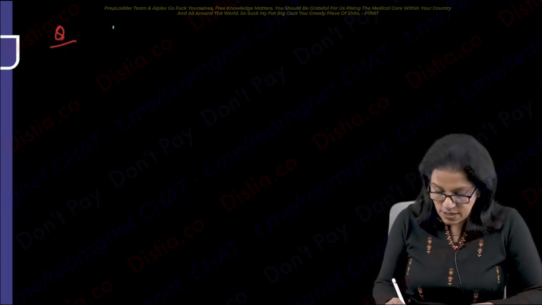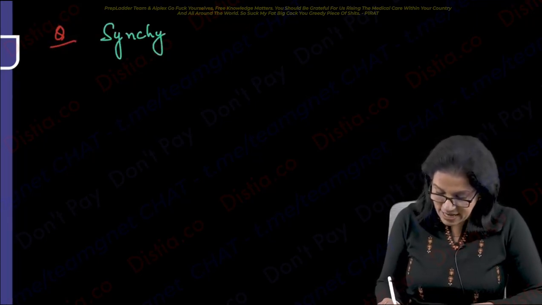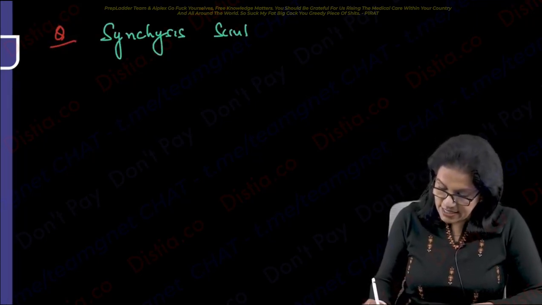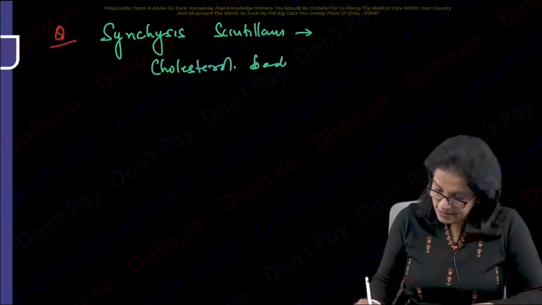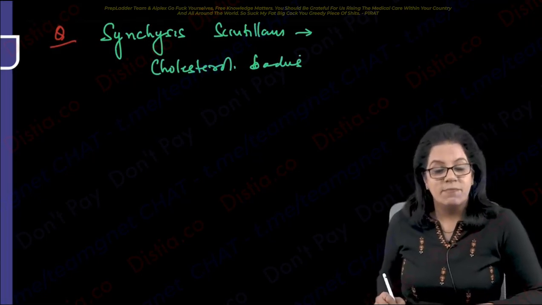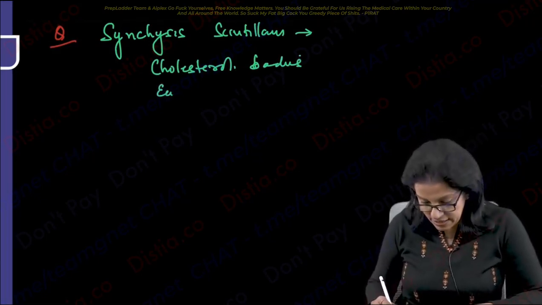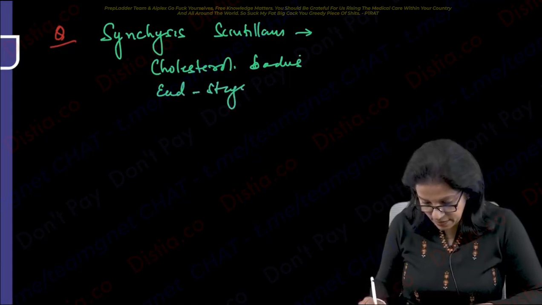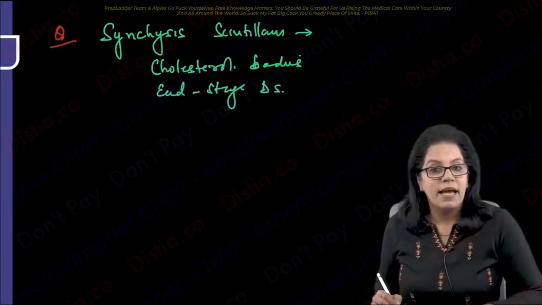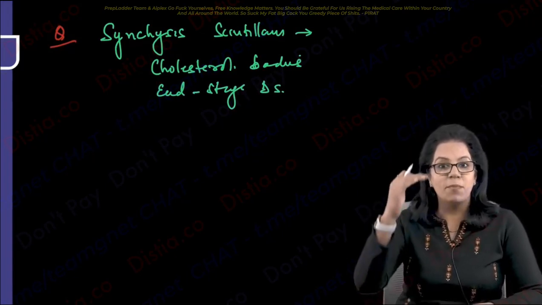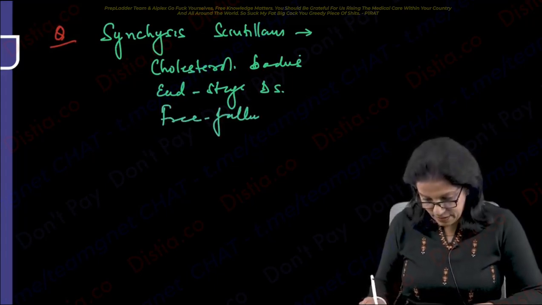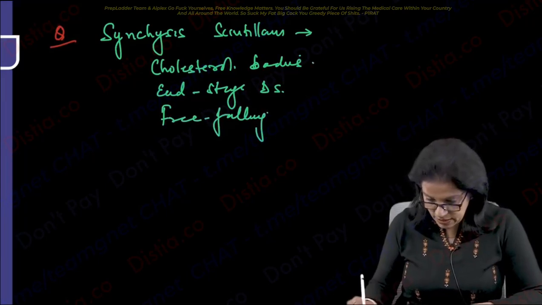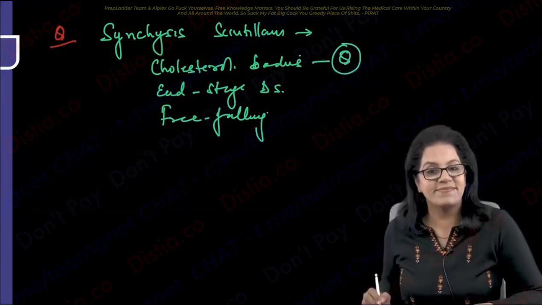This is also a floater, synchisis scintillans. Now what is synchisis scintillans, all of you? These are cholesterol bodies, right? And they are generally seen in end-stage disease. And very important, when you ask the patient to look up and down, they are free falling. So the question has been asked on what they are composed of.